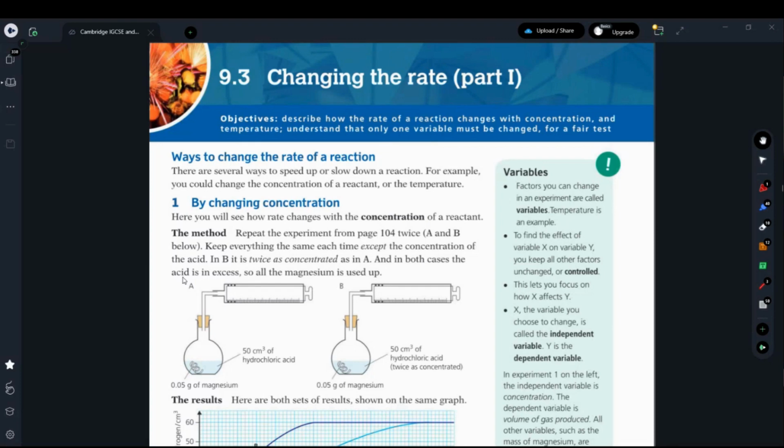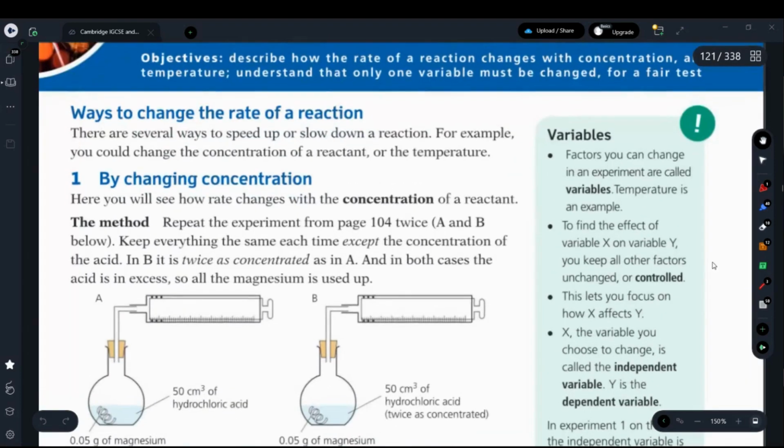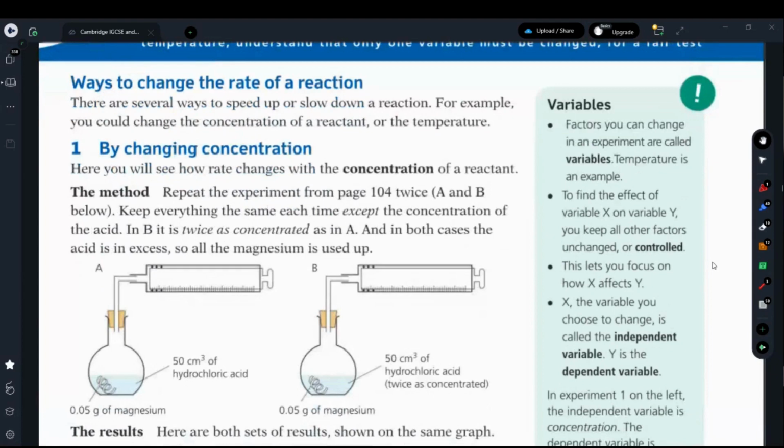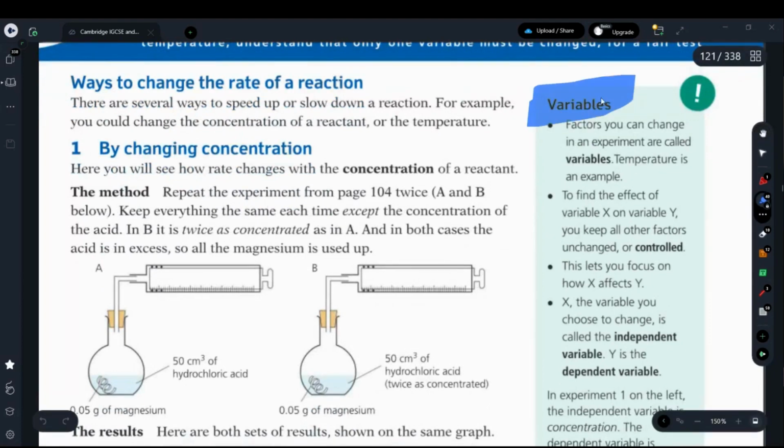Now, before I start with that, I want to look at a certain thing known as variables. You can see on the right hand side, there is a topic known as variables. What are variables? These are factors you can change in an experiment. So these factors can be changed during the chemical reaction, hence these are referred to as variables. To find the effect of variable X on variable Y, you keep all the other factors unchanged or controlled. Do you understand my point?